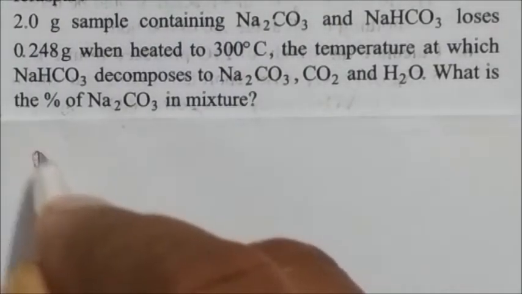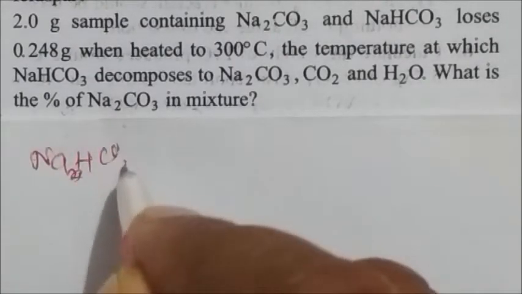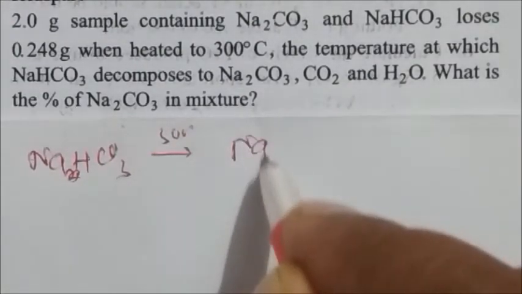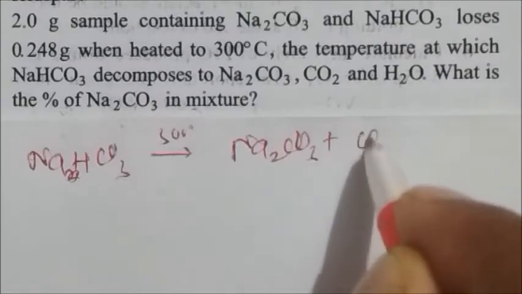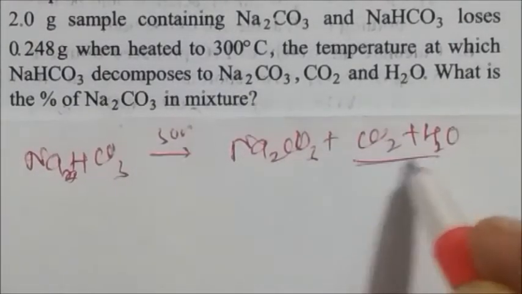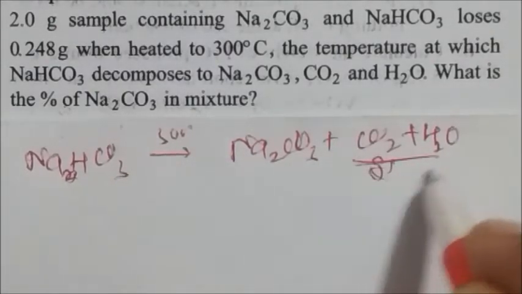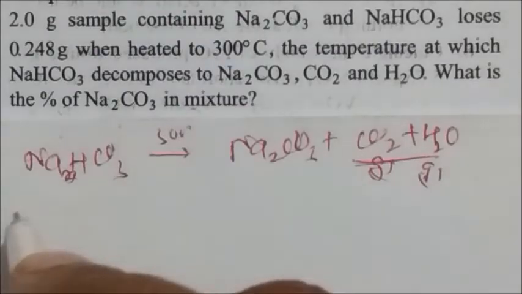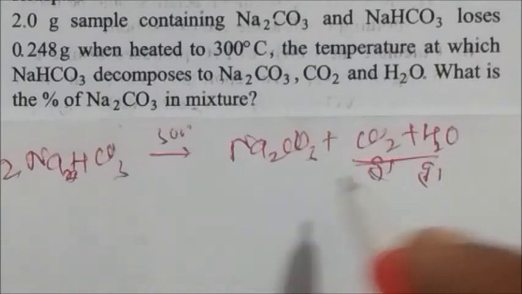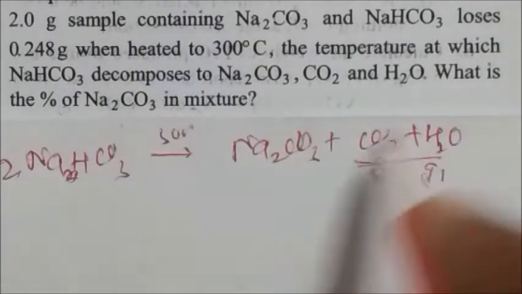So first you have to write the equation: sodium bicarbonate. If you heat it at 300 degrees centigrade, we are getting 3 products, that is Na2CO3 plus CO2 plus water. These 2 products came out as gases and will go out. So you have to balance the equation. You balance this 2 and it is all balanced. Now in this case, these 2 are out.